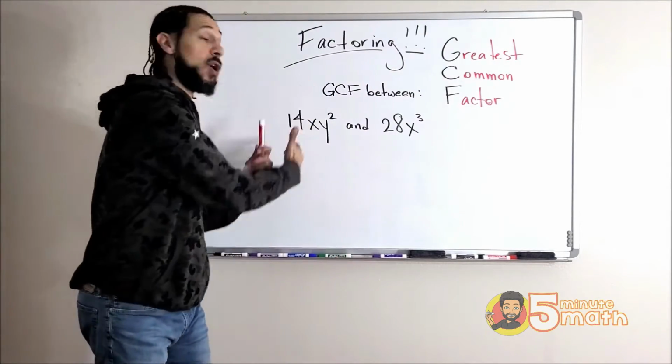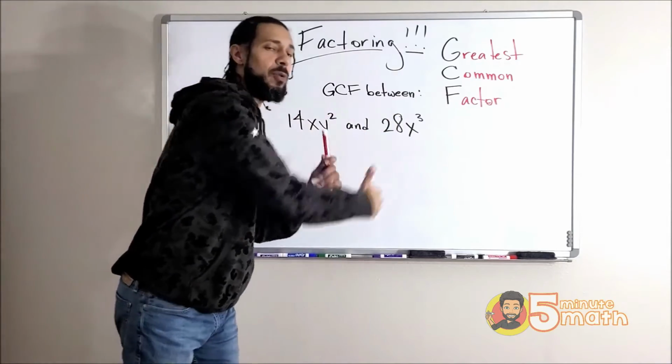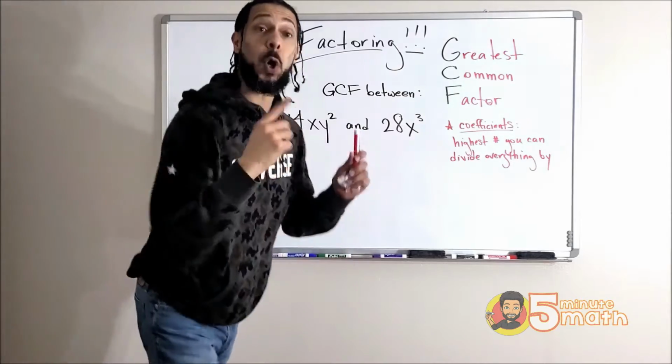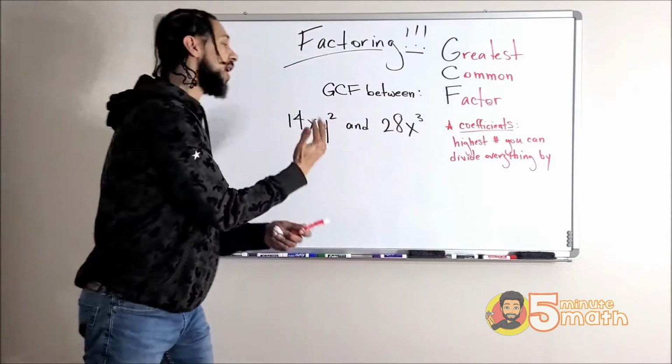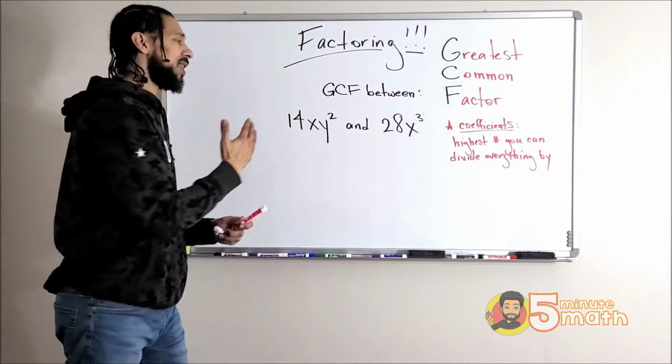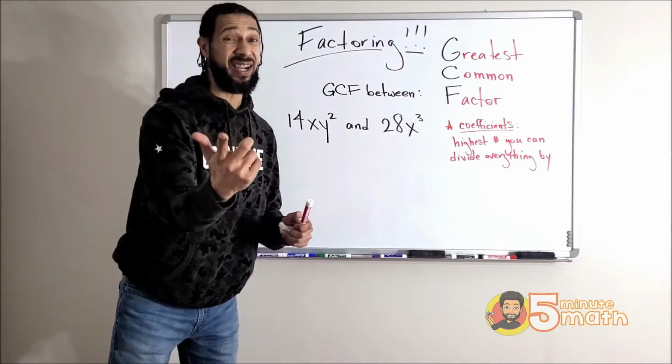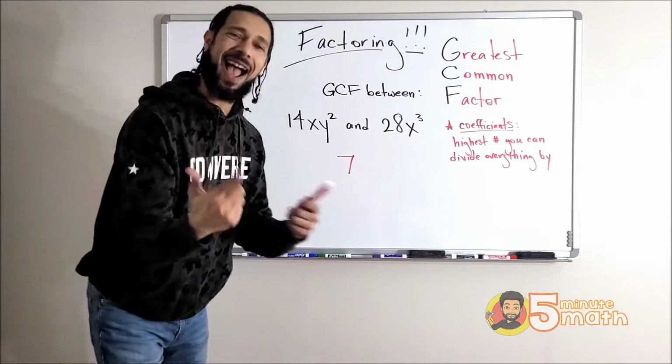Now we'll do numbers first, coefficients, big numbers, and then we'll do letters after. Now remember what the GCF for numbers is. Yeah, for coefficients it's the highest number that I can divide everything by. So what's the highest number that I can divide 14 and 28 by? I think I know. 7, exactly right.